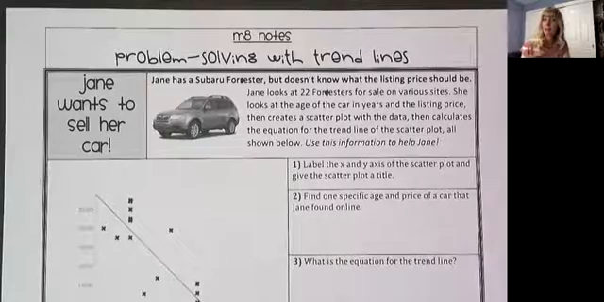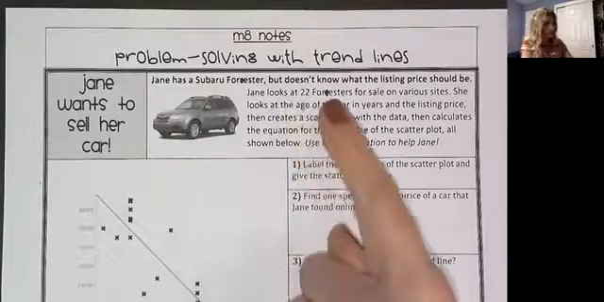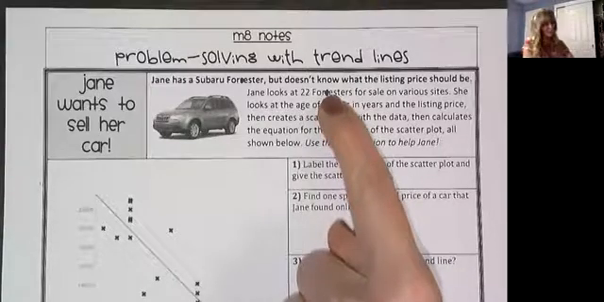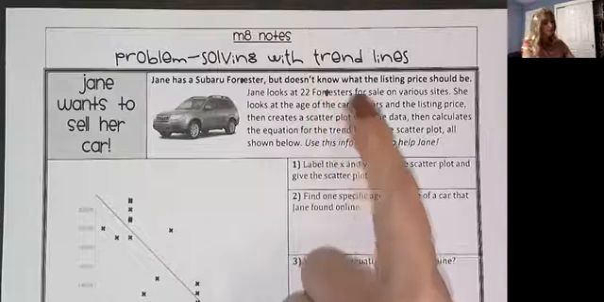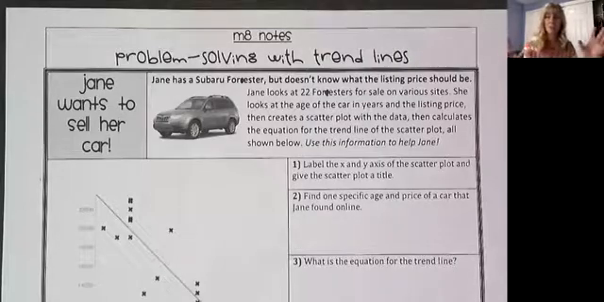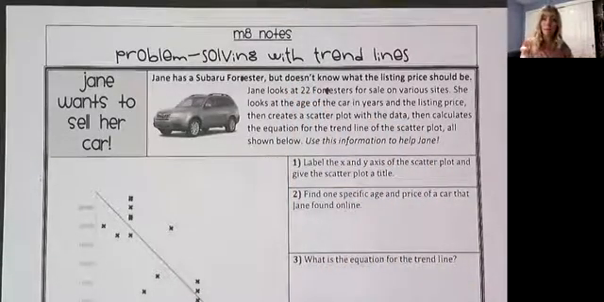So here's what she does. She goes to various, it says Jane looks at 22 Foresters. Yours only has one R. Mine had two at first anyway. There's only one R in this name. 22 Foresters for sale on various sites. So she goes to AutoTrader and all these different sites, CarMax, whatever. She goes to all these different sites that actually have Subaru Foresters for sale. She finds 22 of them and she pulls this data for these cars.